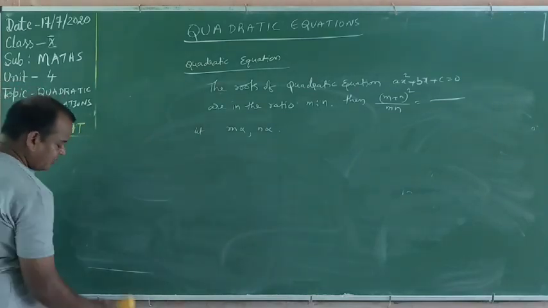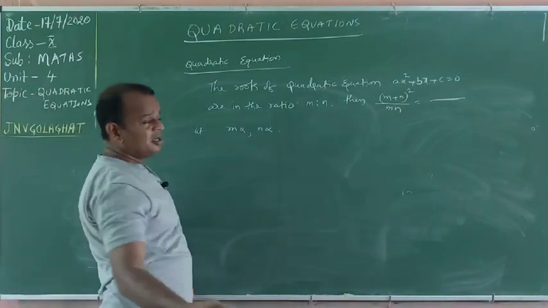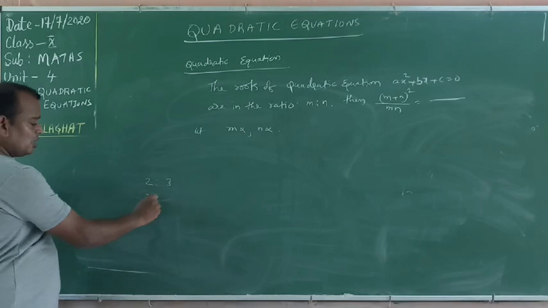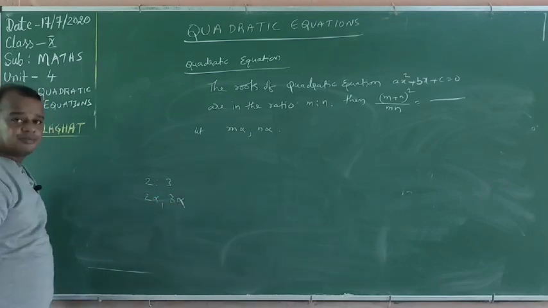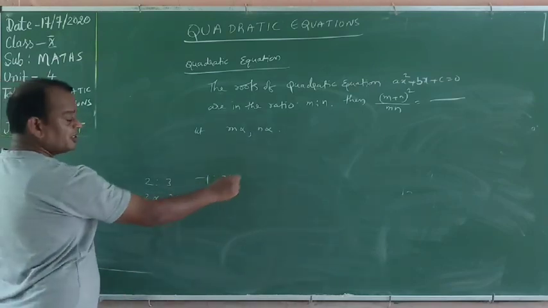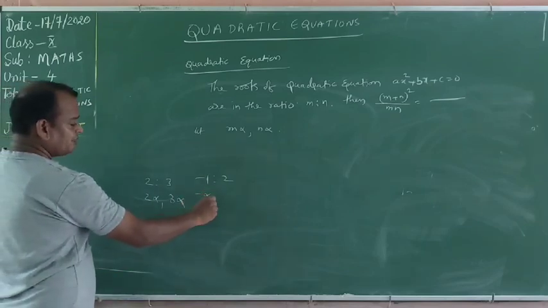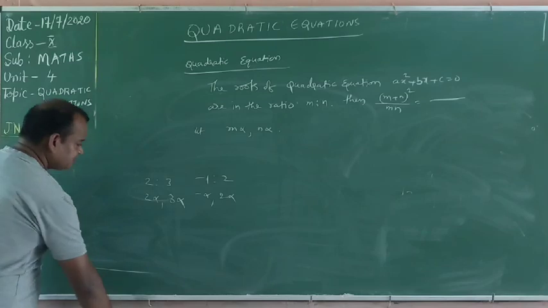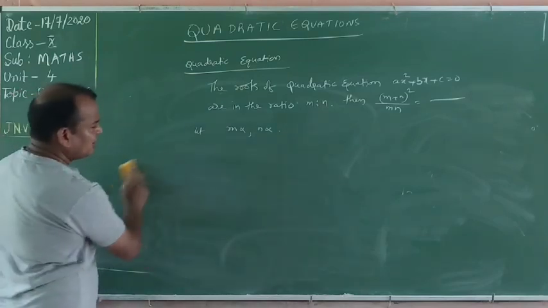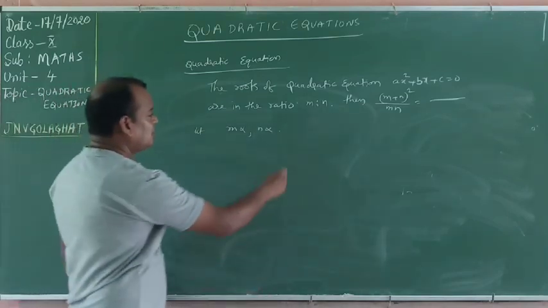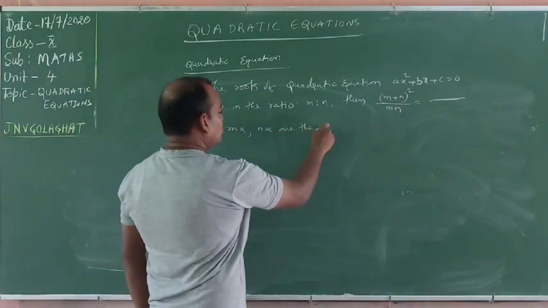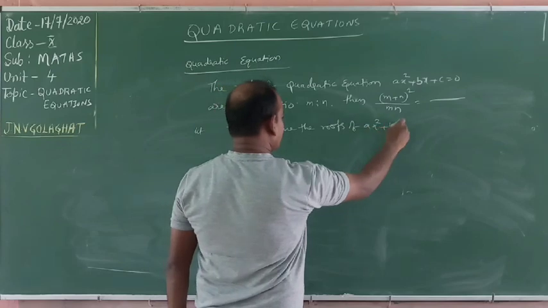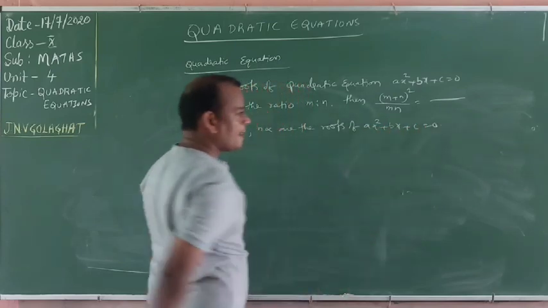M alpha, n alpha are the roots. For suppose in the examination the roots are in 2 is to 3, what will you take? 2 alpha, 3 alpha are the roots. If the roots are in the ratio minus 1 is to 2, for suppose minus alpha, 2 alpha are the roots. As you wish, no problem at all. M alpha, n alpha are the roots of ax square plus bx plus c is equal to 0.